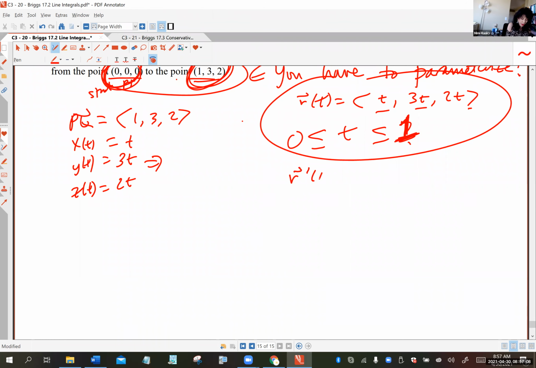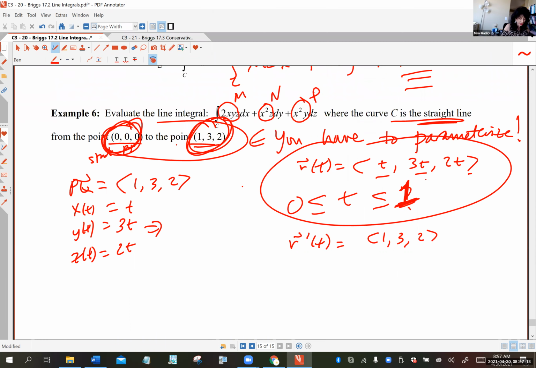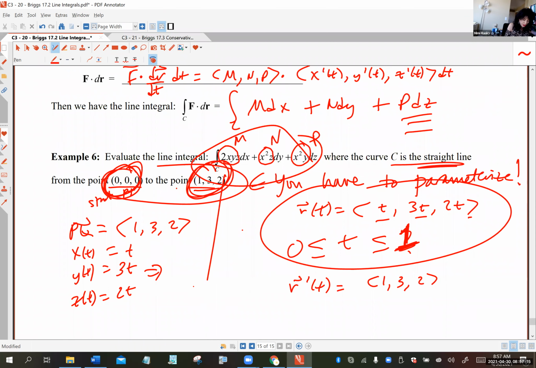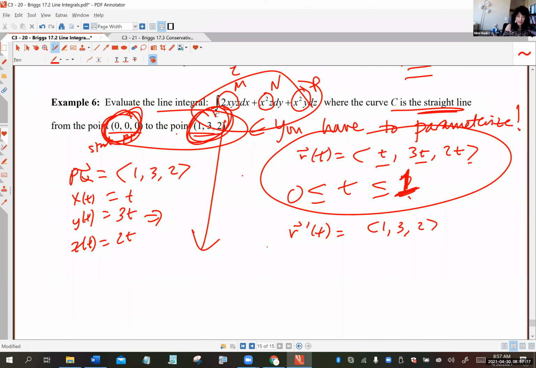You are going to need your r prime, and r prime is going to be a constant, as it always is when you've got a line. And then you start doing all your substitutions. You have to rewrite the differential form into an integral you can do business with. So it's going to have the limits of the time constraint there, 0 to 1, 2xyz dx. You'll rewrite that as 2. t, that's what you substitute for your x. 3t is what you substitute for y. z gets replaced with 2t. dx is just 1.